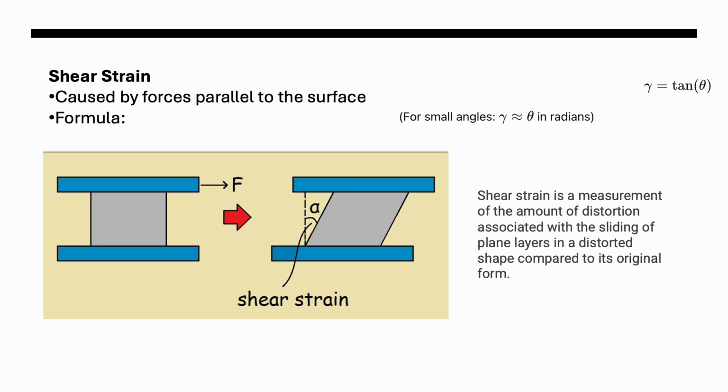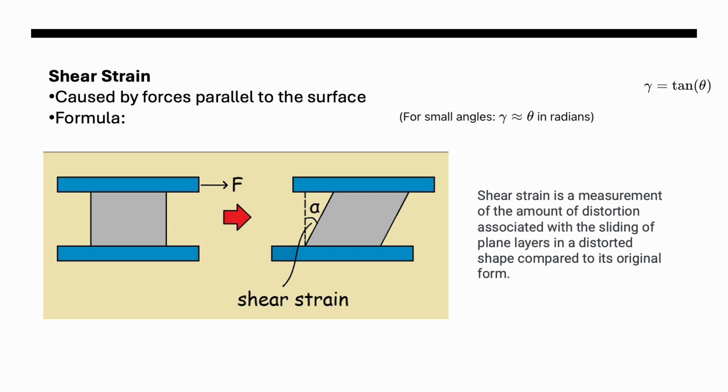So this will give us the change in the angle if we are considering the web. So we will have a difference between the original position and the new position. So that is our alpha or theta. So shear strain is a measurement of the amount of distortion associated with the sliding of plane layers in a distorted shape compared to its original form.